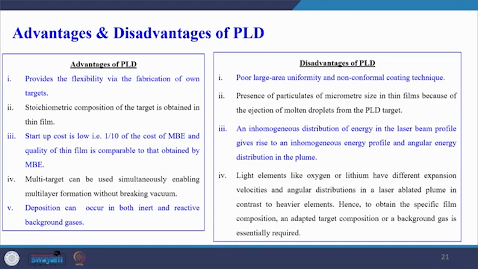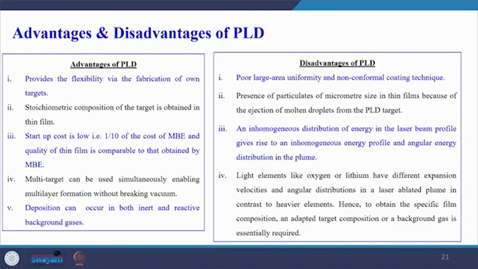Another thing is the cost. If you want to use the normal MBE, the cost will be almost 10 times that of the laser produced MBE. So compared to other techniques, the cost is low. Another advantage is that any kind of material, whether it is an insulator, semiconductor, conductor, or metal, can be deposited with this, while in thermal evaporation, if the evaporating temperature is very high, it may not be possible to deposit many oxide materials.